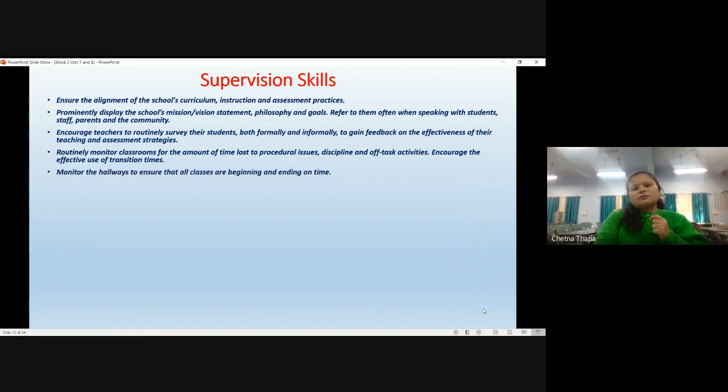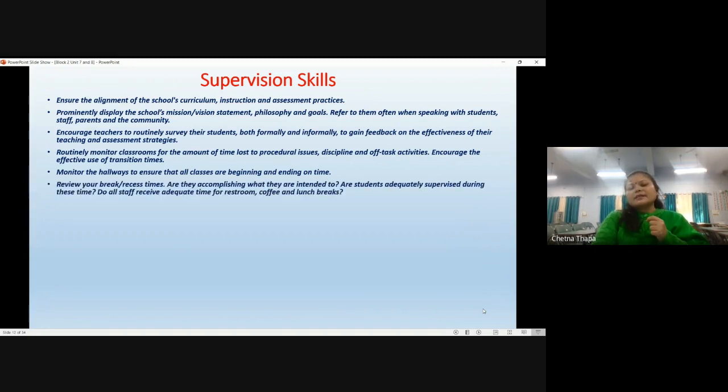What you can do is monitor the hallways to ensure that all classes are beginning and ending on time. Whenever the bell for the period rings, you should always ensure that all classes are beginning and ending at the same time. Sometimes you have seen that some teachers are coming late to the classroom, and some are ending their classroom teaching before time. So that should be monitored also.